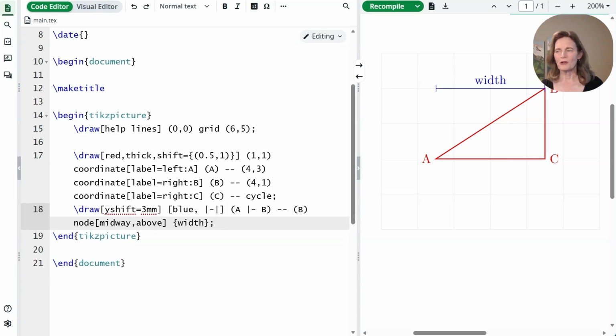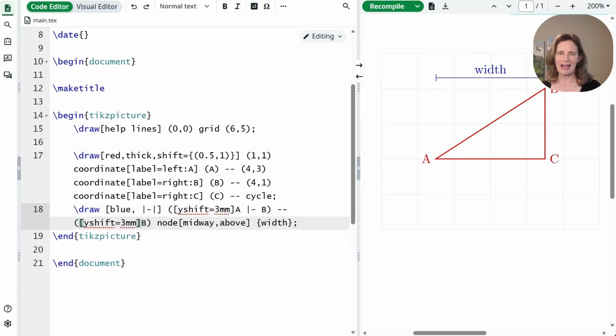That's because named coordinates like A, B, C, and their combinations are fixed points. And so they're resolved to their absolute positions no matter how the path is shifted. If I want to shift a named coordinate, I have to put the shift inside the parentheses themselves. So let me take yshift equals 3 millimeters out of the path, and I'll put it into the coordinates. So I put it inside the parentheses. I still have brackets around it. So I'll do that for the first coordinate and the second coordinate. Now, when I compile, everything has moved.